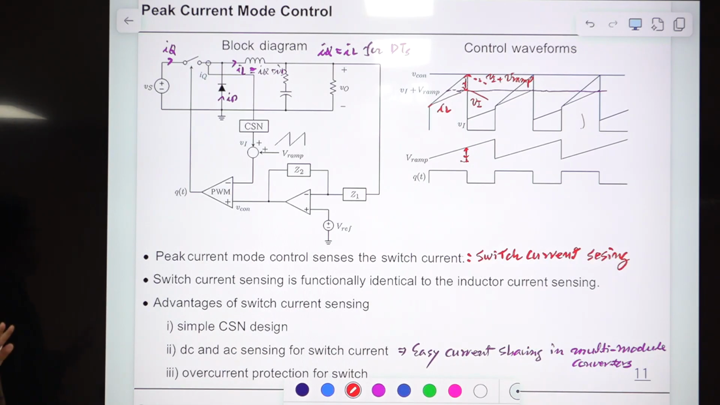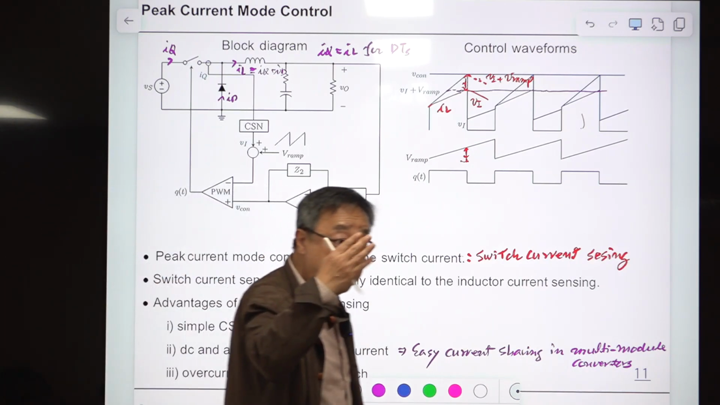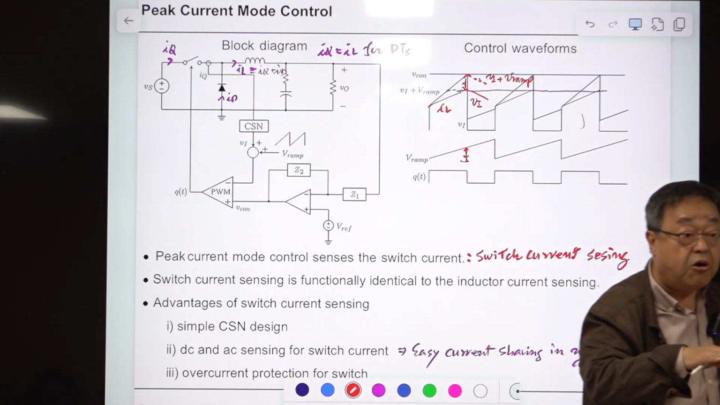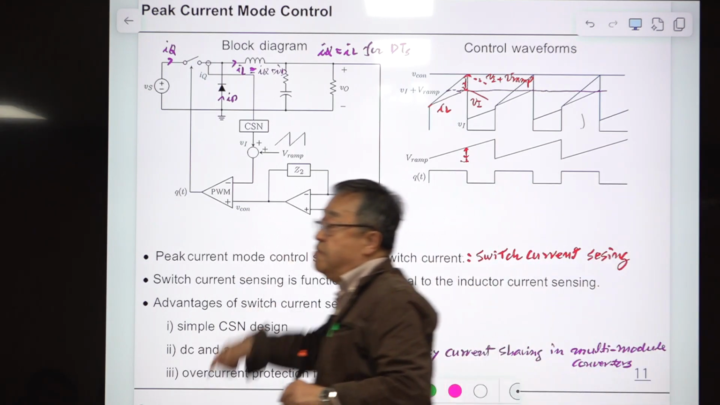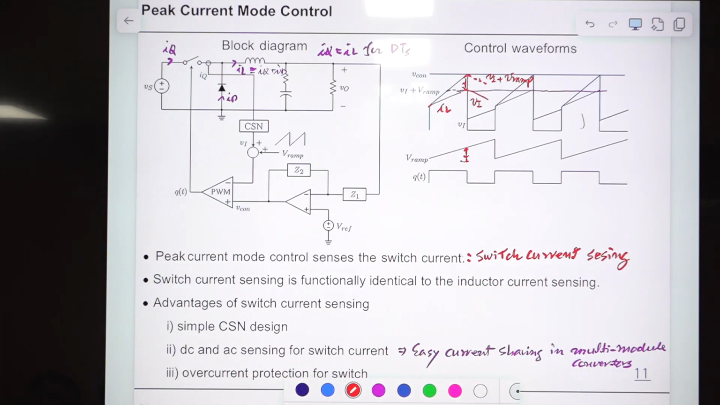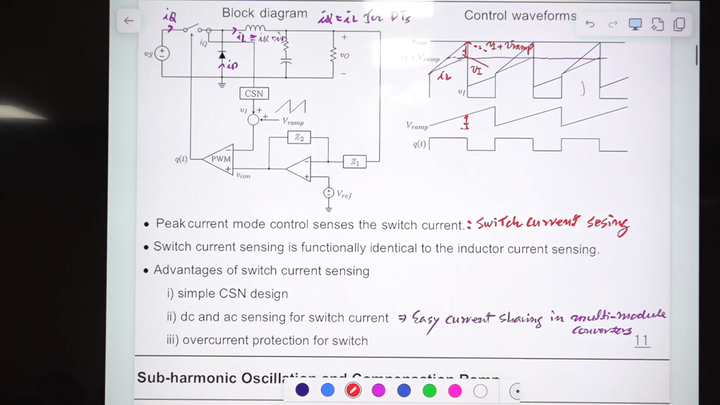Or this current can be used to protect the switch. If the switch current exceeds some value, then you shut the system down to protect the switch. There is a current limit function inherent with this sensing. Otherwise, you need an additional circuit to sense the maximum value of your switch current. So this is good for overcurrent protection of the switch; it is almost automatic, right?